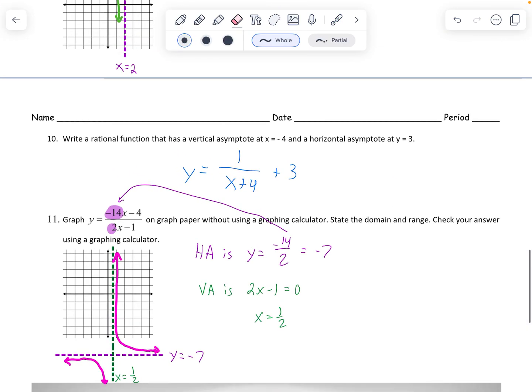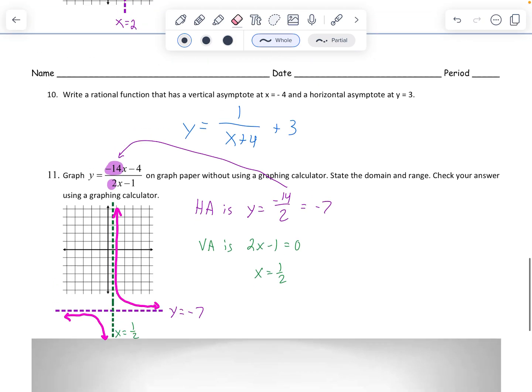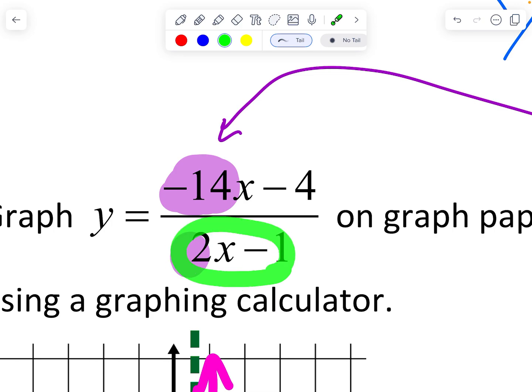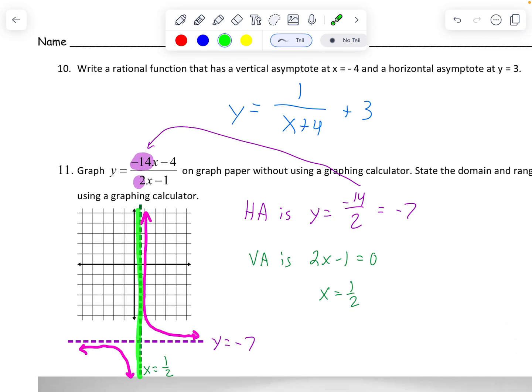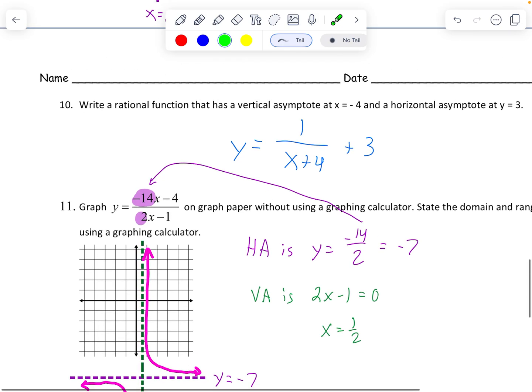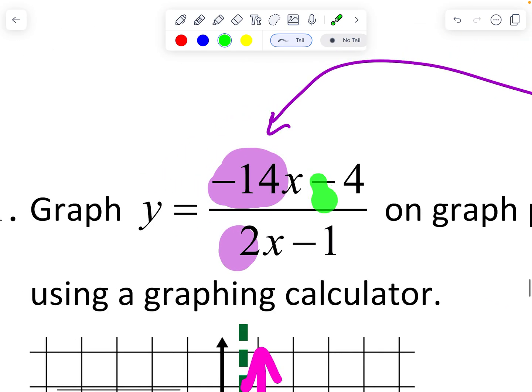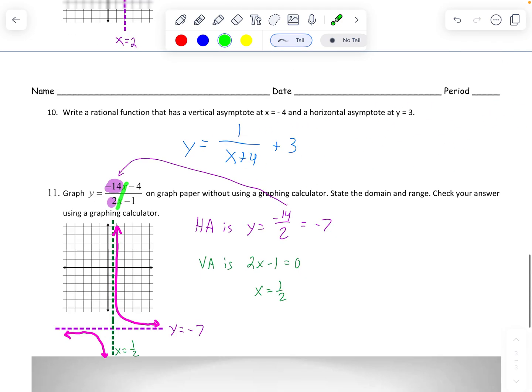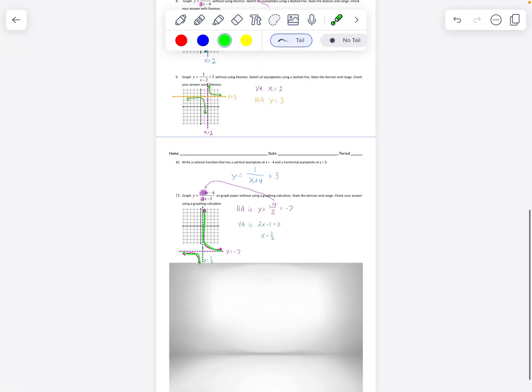Okay. And then graph this one without a calculator. Once again, vertical asymptote comes from this being 0. So set this equal to 0 and solve. You get 1/2, which is why that's a vertical asymptote. Horizontal asymptote, we Bill Gates, so ignore, and you get -14x over 2x. The x's cancel, and you get -14 over 2, which is -7. So you have a horizontal asymptote there, and then you have a piece of the graph there and a piece of the graph there. And that's it.